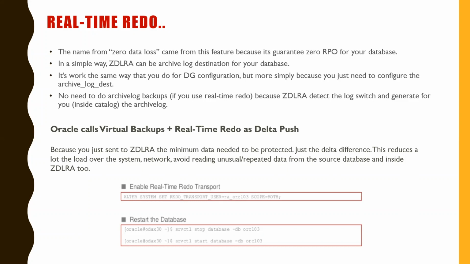And that's the reason Oracle states that this virtual backup with real-time redo is considered a delta push. Here the virtual backup is nothing but an incremental backup, whereas the real-time redo, as I said, replicates all the redo information to the ZDLR appliance. And whenever we enable real-time redo, it is required to restart the database to ensure the connection is properly established and the ZDLR appliance is able to capture the data.